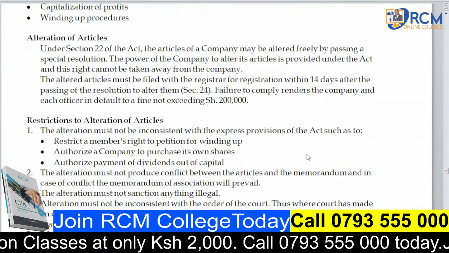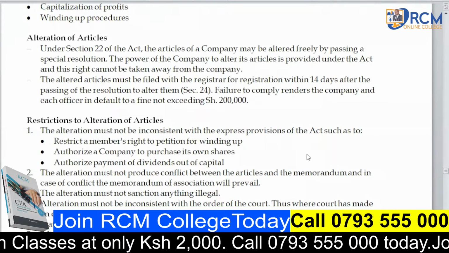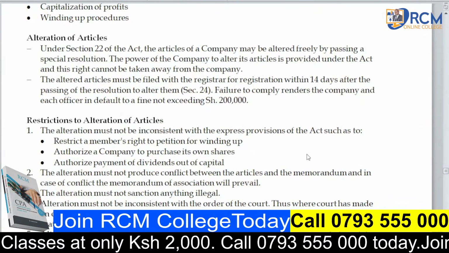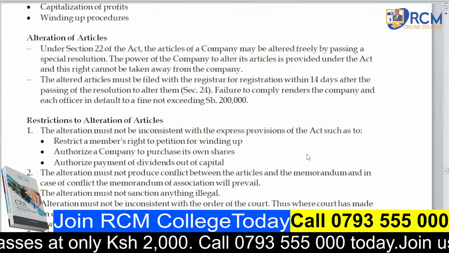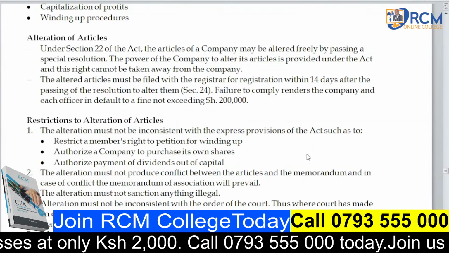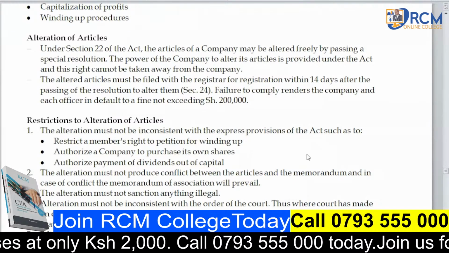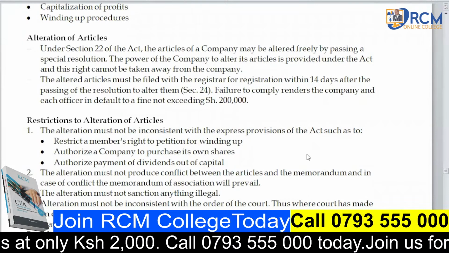Let's say, for example, number two, authorizing a company to purchase its own shares. So we'll see later on that a company cannot buy its own shares. So companies are normally restricted. We'll see the reasons as to why that is important. Number three, authorize payment of dividends out of capital.